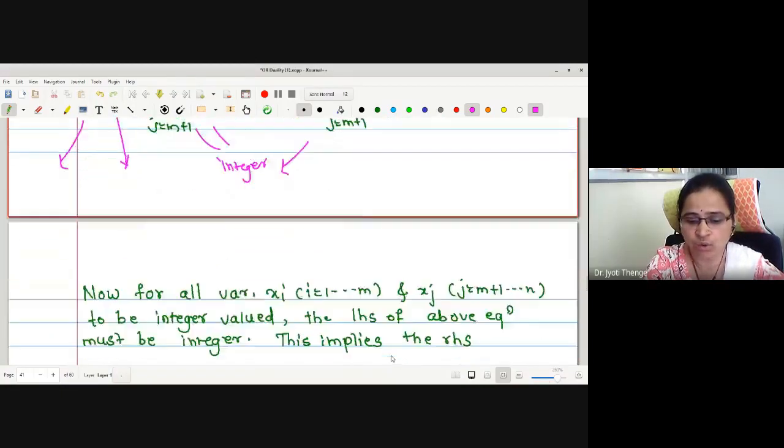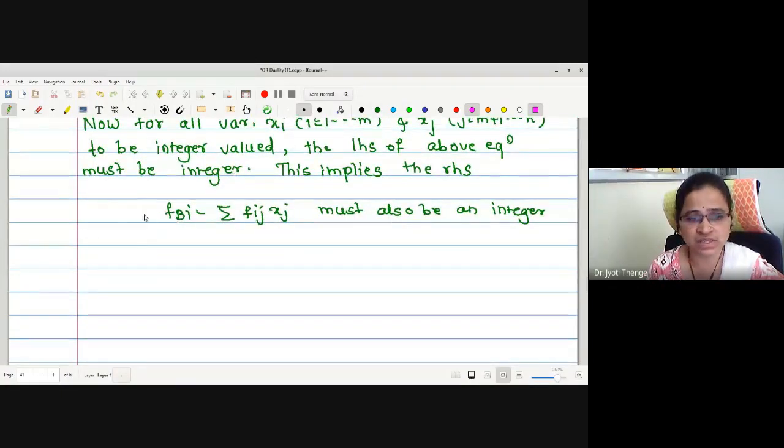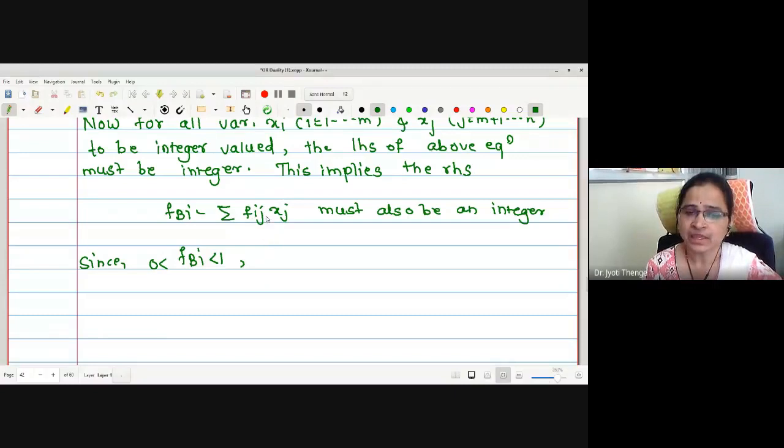Okay. Now, what do we know about this expression? Fbi lies between 0 and 1. What about this quantity? Fij also lies between 0 and 1, multiplied by the integer value and taking a sum. Therefore, may I say this quantity is greater than or equal to 0? Yes or no?